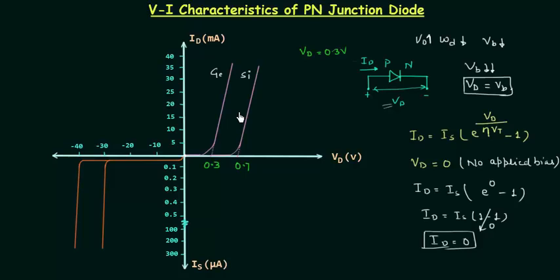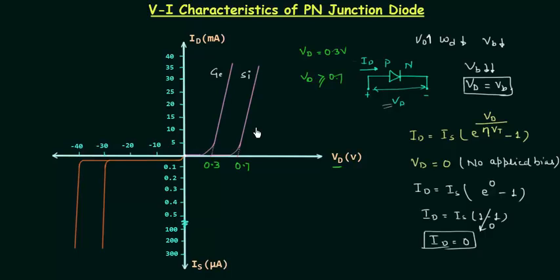So there is a generous flow of current through the diode if VD is greater than or equal to the barrier potential. And in the case of silicon, if VD is greater than or even equal to 0.7 volts, we have a generous flow of current through the diode. So this is all for the VI characteristics in the case of forward bias condition.